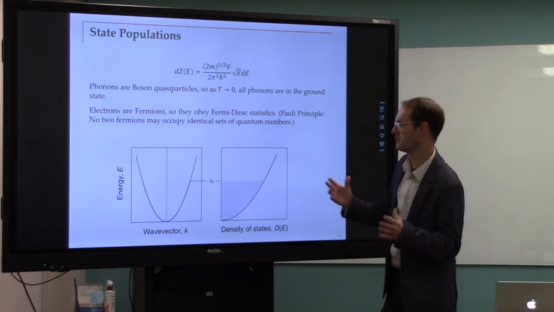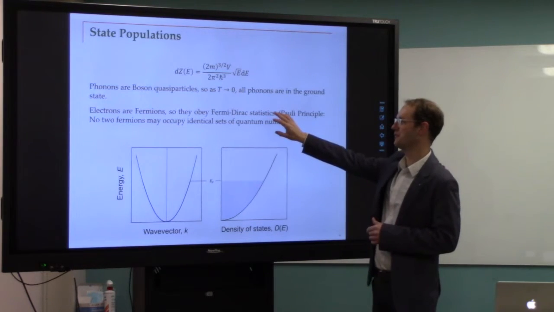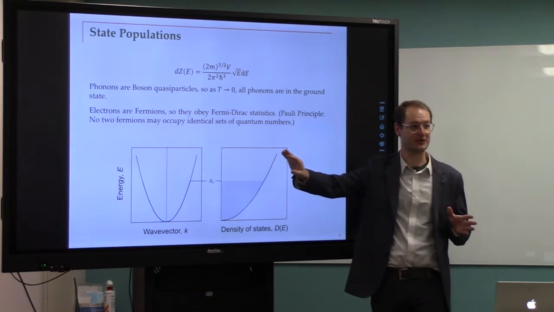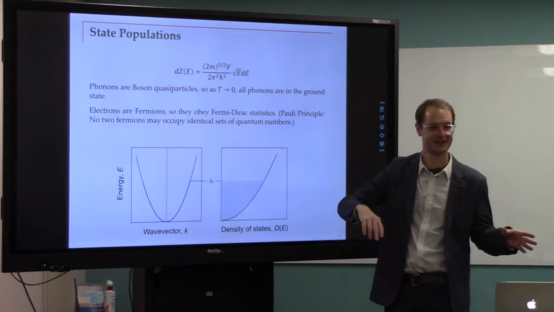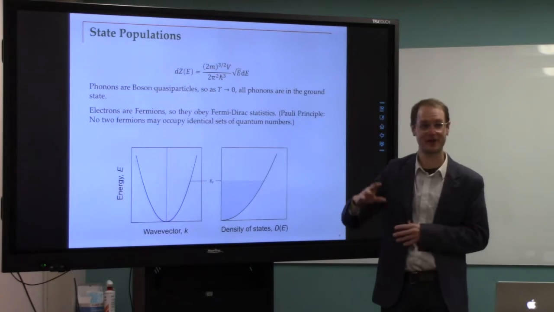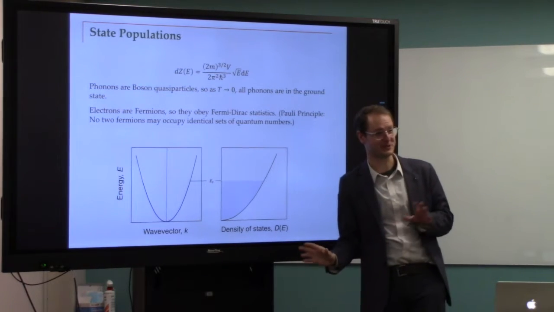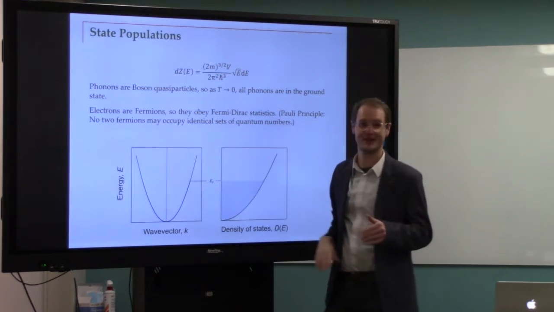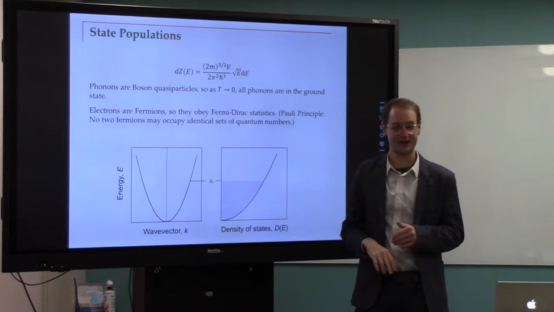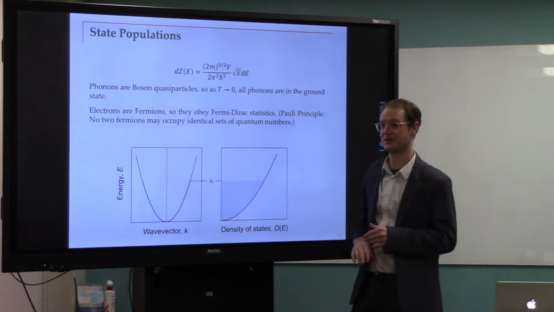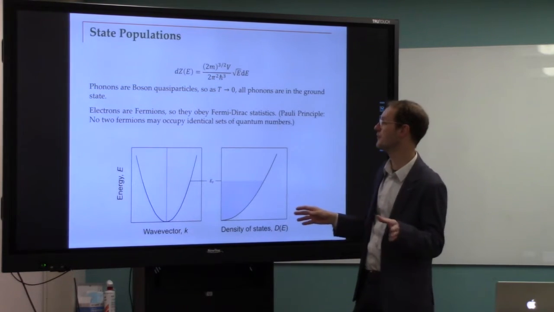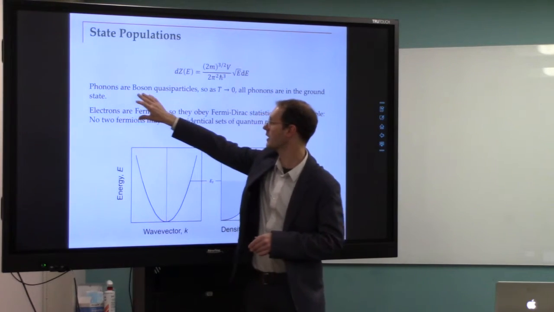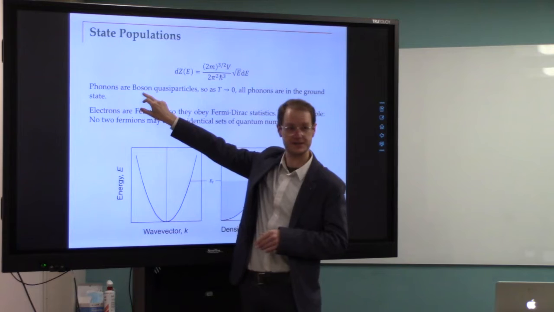How are they going to be populated? This is one way in which there's a really big difference between the behavior of phonon degrees of freedom in a solid and the behavior of electronic degrees of freedom in a solid. Not only is the density of states expression a little bit different for electronic states, but also electrons are fundamentally very different from phonons, because phonons are quasi-particles that behave like bosons.